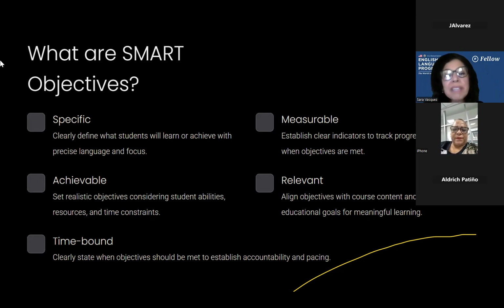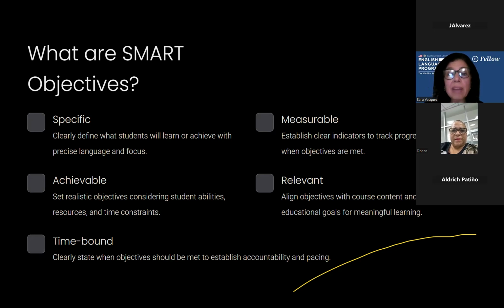What about relevant? What does the R stand for? Go ahead. Relevant. This is one of the sections that I really like. Align objective with course content and broader educational goals for meaningful learning. This is where it has to match with the curriculum, right? With the curriculum, exactly, as well as the students' interests.